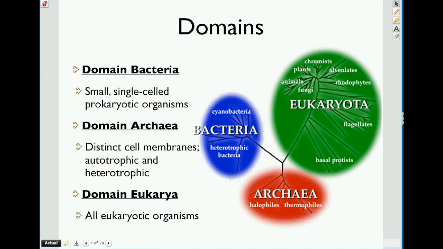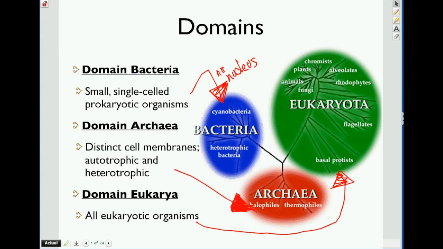So now let's talk about the different domains. We have domain Bacteria. These are small single-celled prokaryotic organisms. This means they have no nucleus. Domain Archaea, that's these guys. They have distinct cell membranes, and they can be autotrophic or heterotrophic. So they can make their own food, or they can eat outside food. And then domain Eukarya is all eukaryotic organisms, which have a nucleus.